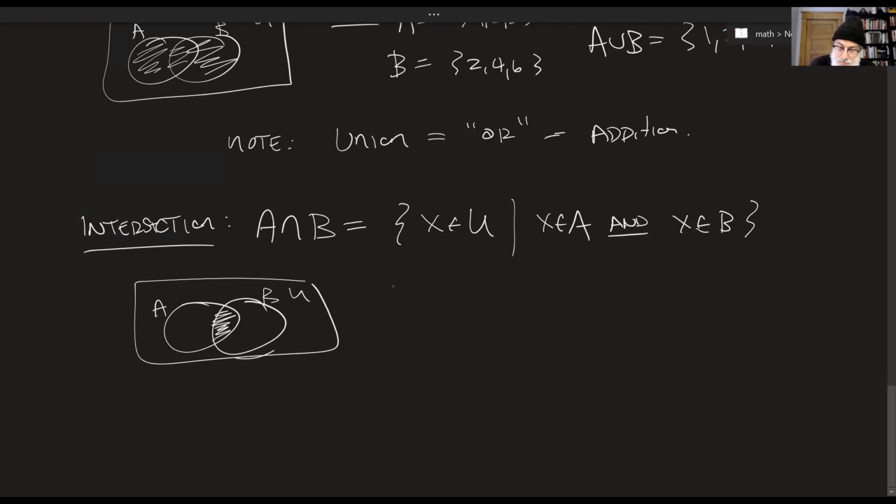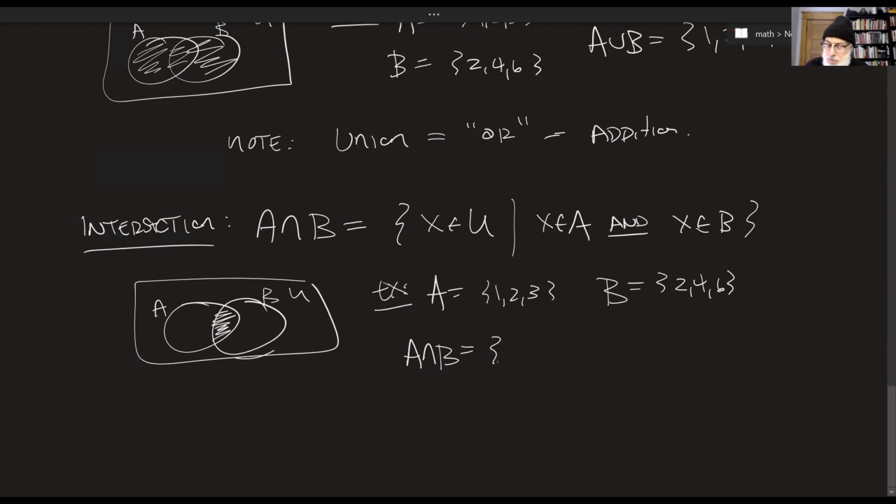So again, let's do an example. Let's let A be 1, 2, and 3, and let B be 2, 4, 6. And then the intersection of A and B will be only the elements that they have in common. So what do both sets have in common? Meaning, where do both sets overlap? We can see that A has 1, 2, 3, B has 2, 4, 6. So the only thing they have in common is 2. So the intersection of A and B is just 2.